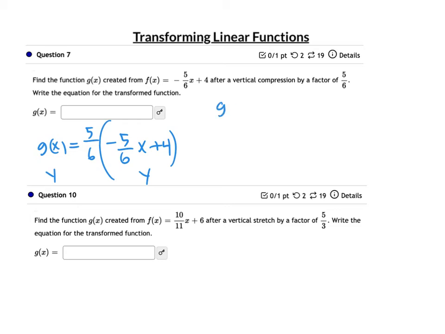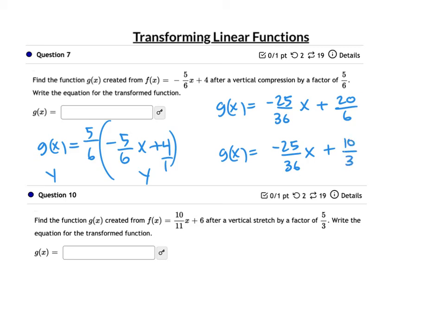So this becomes g of x equals negative 25/36x plus, and 5/6 times 4, 4 is over 1, multiply straight across, it would be 20/6, which does simplify. This is negative 25/36. Those don't have any common factors. 25 is 5 times 5. But 20 over 6 would reduce to 10 over 3.